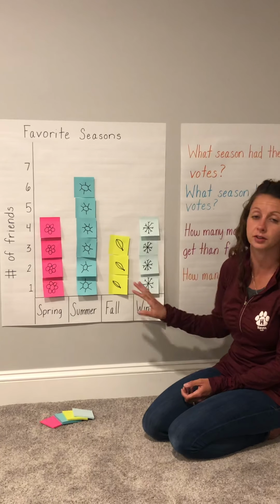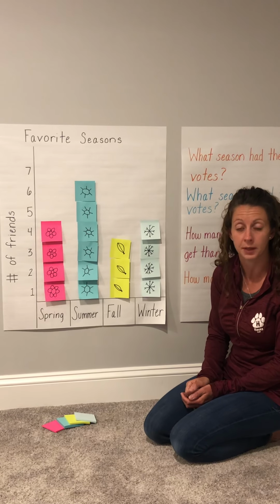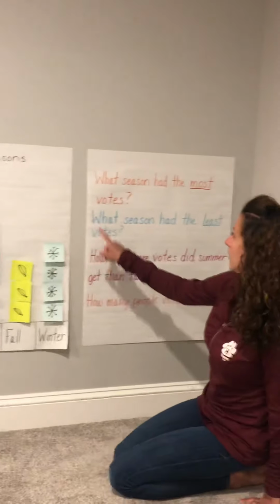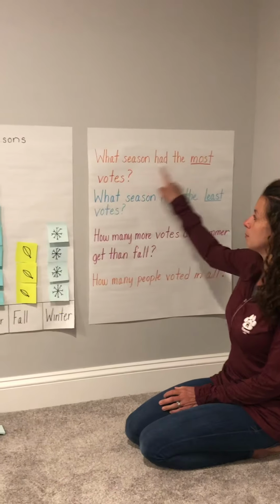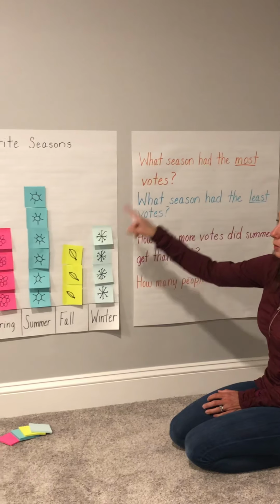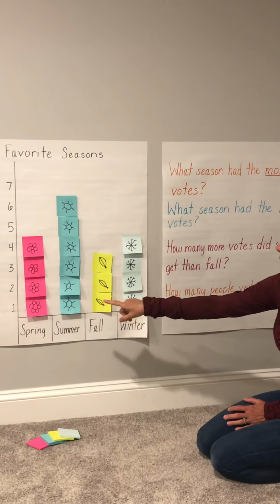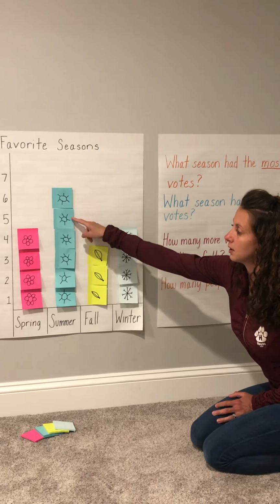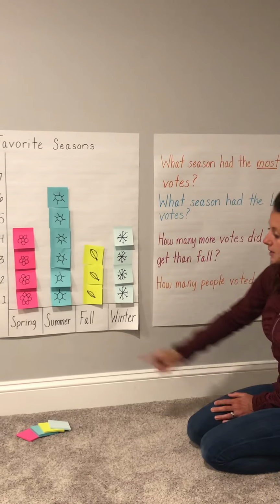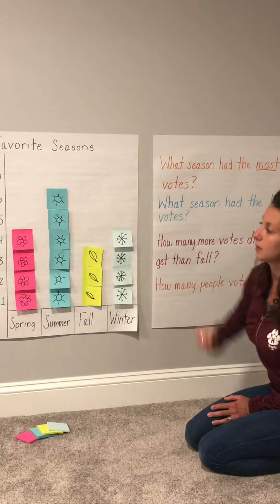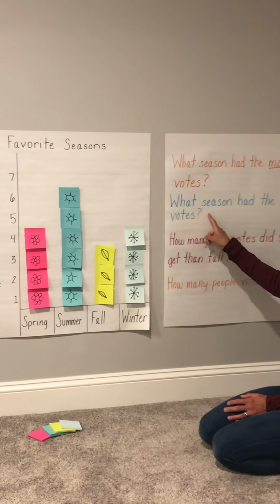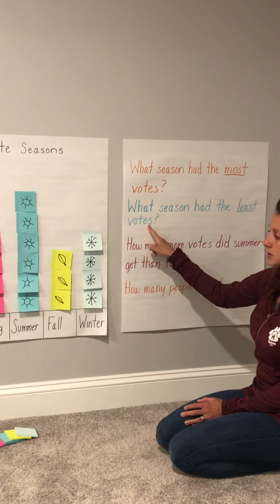Now, once you fill in your graph, you can use the graph to help you answer questions. So a few questions that I have about my graph is, what season had the most votes? So when I look back at my graph, I'm going to look at which season had the most amount of sticky notes, the most people. And I can see that summer had the most votes. It had 6 votes.